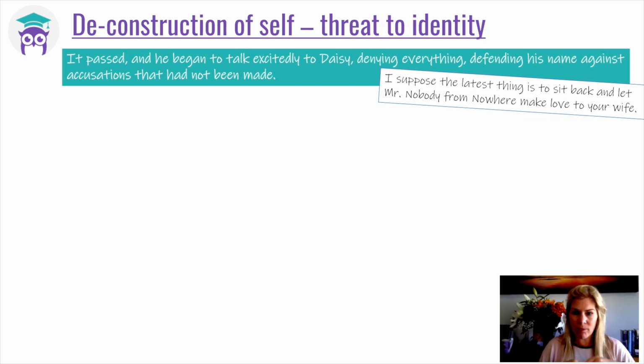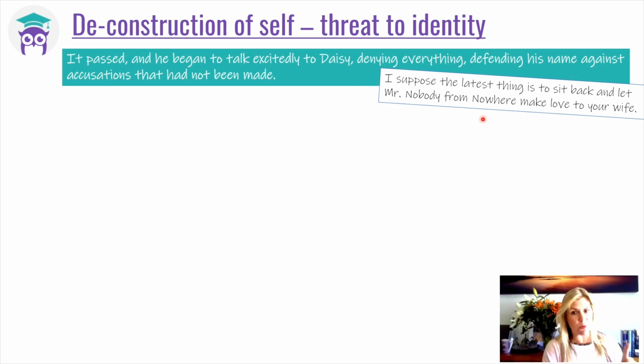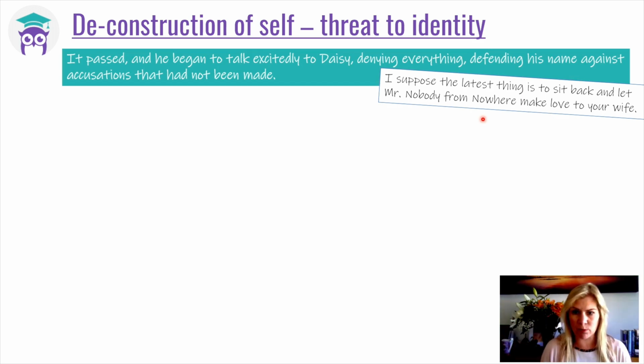So obviously his sense of self is threatened by Tom. Tom says, "I suppose the latest thing is to sit back and let Mr. Nobody from nowhere make love to your wife." So Gatsby's identity is this very, very rich, very, very well-to-do. Yes, quite ostentatious, but he's presenting himself as this very, very rich and wealthy person.